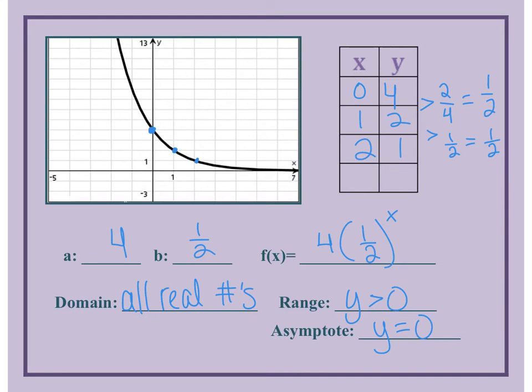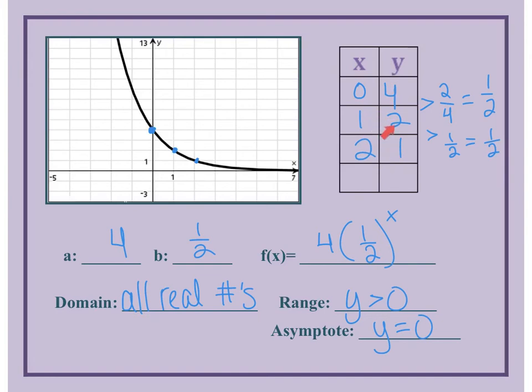Hopefully this matches with the information that you got. So I started with my y-intercept, which was 4. That's my starting value. That's my a value. And I made my table. I had 0, 4, 1, 2, 2, 1. I wasn't too sure on the next one, so I just stopped right there and I found my pattern.